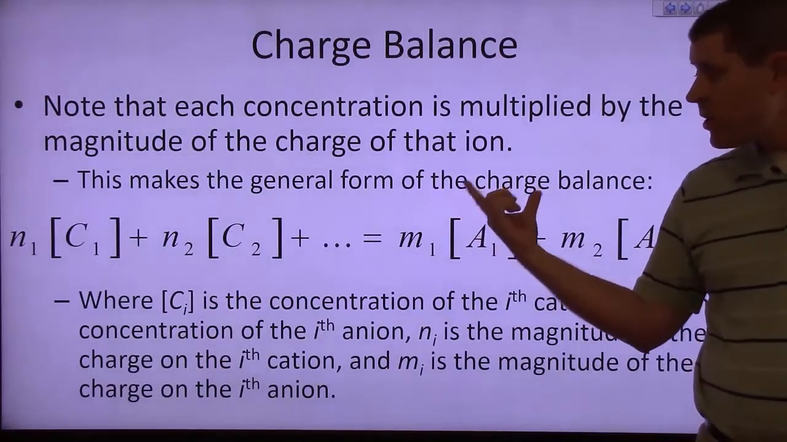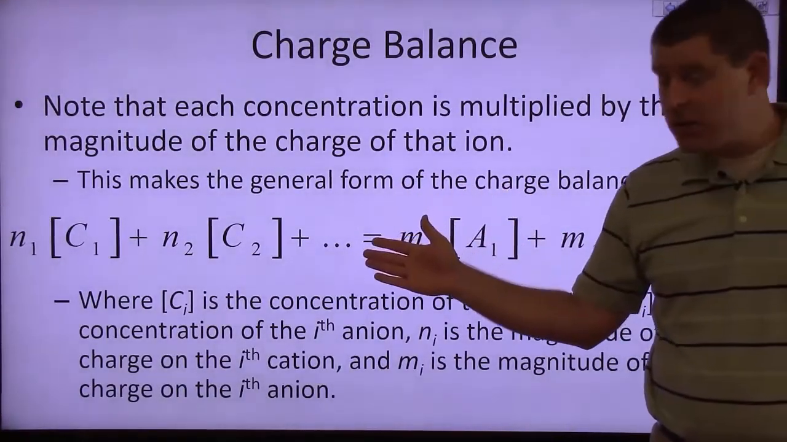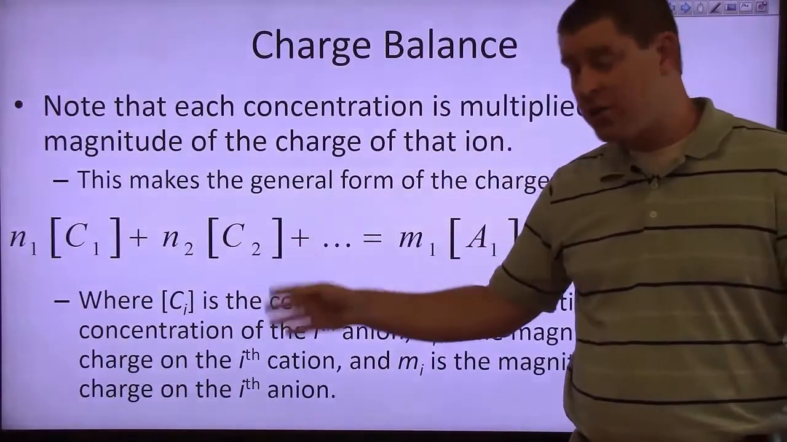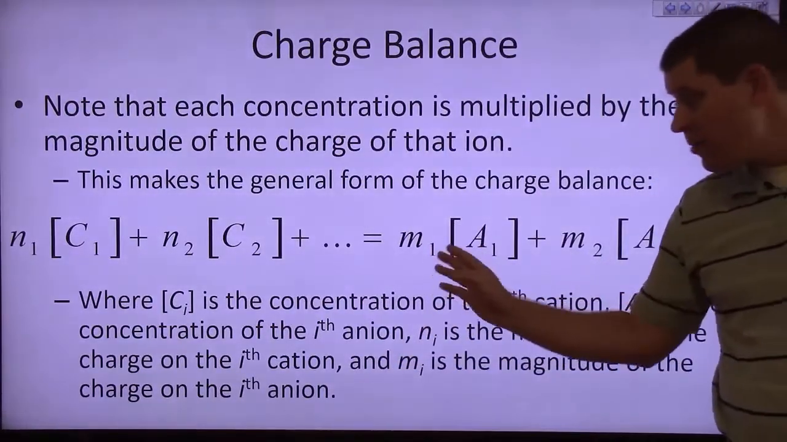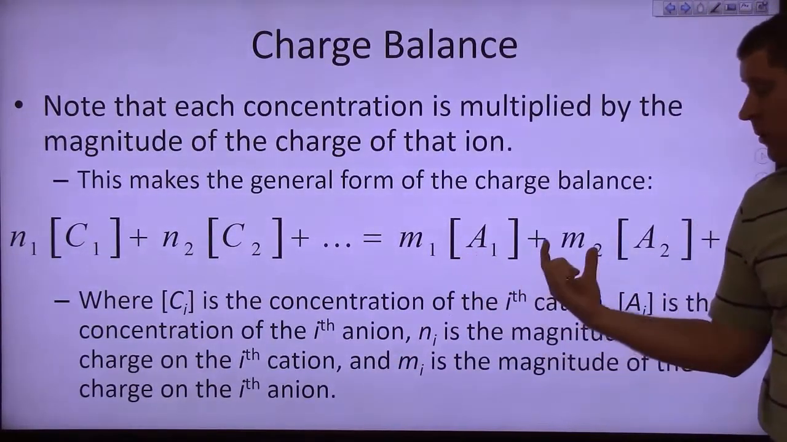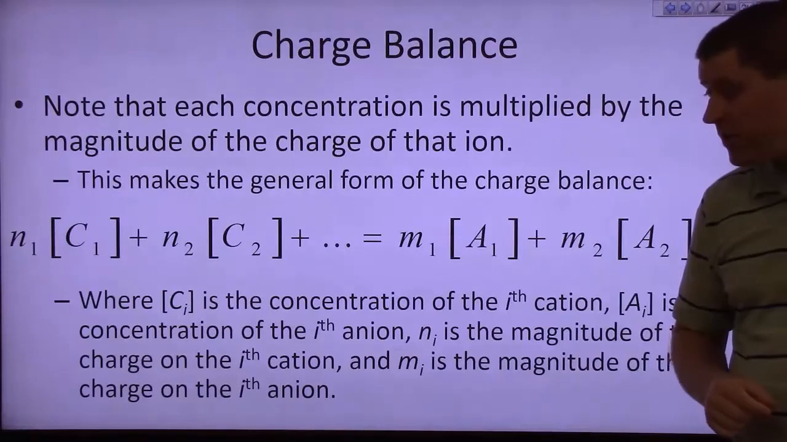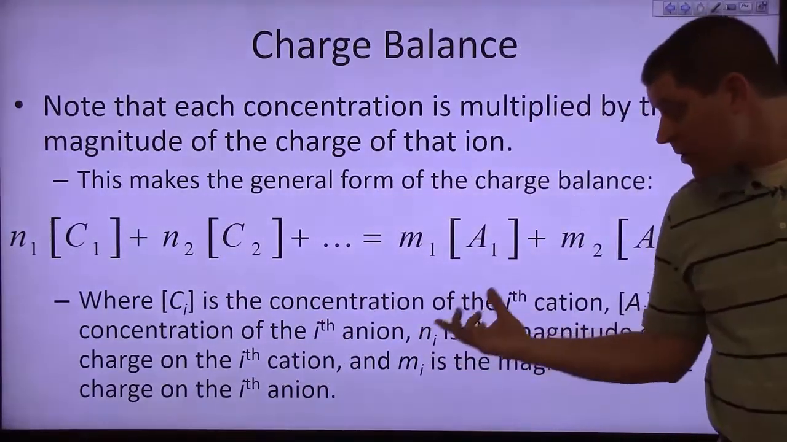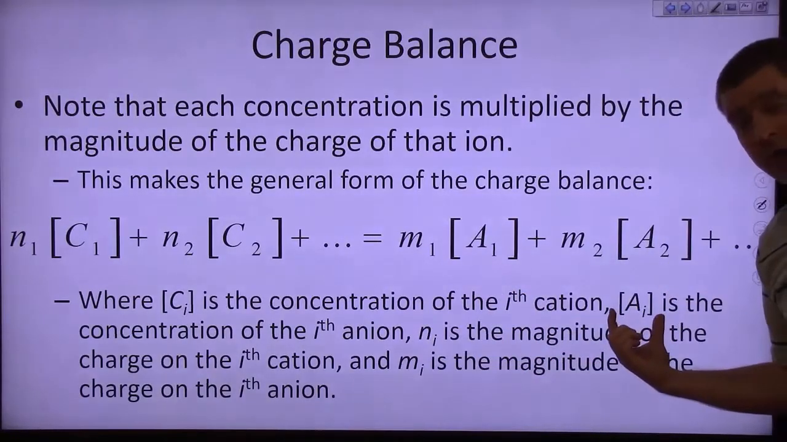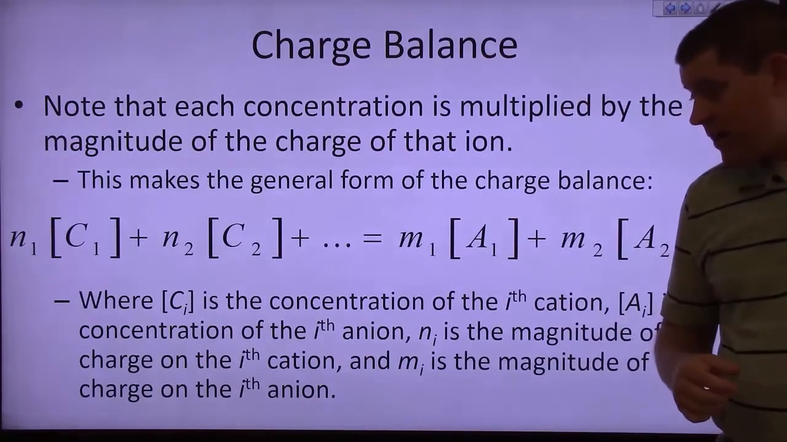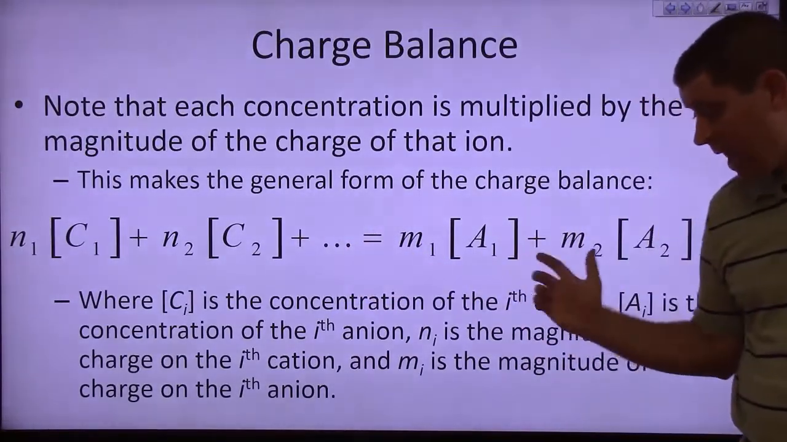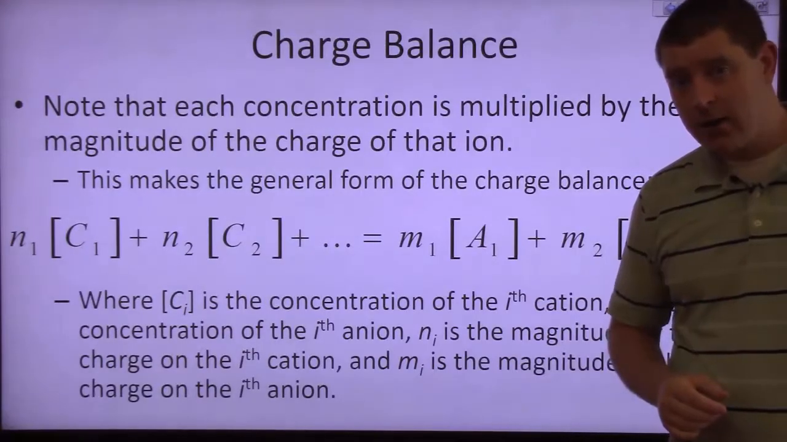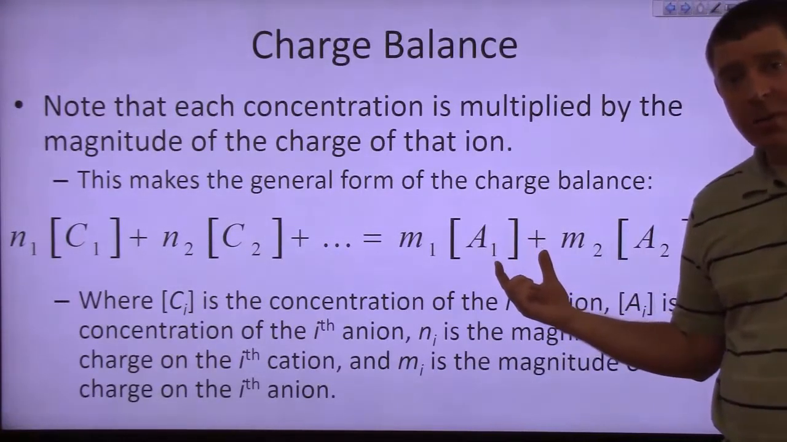And this makes the general form of the charge balance something like this, where we have N1 times the concentration of C1 plus N2 times the concentration of C2, and so on, equals M1 times the concentration of A1 plus M2 times the concentration of A2, and so on, where the concentration C sub i is the concentration of the ith component. The A's there are the concentration of the ith anion. C was the cation, A is the anion. N is the charge on the corresponding cation, and M is the charge on that corresponding anion.